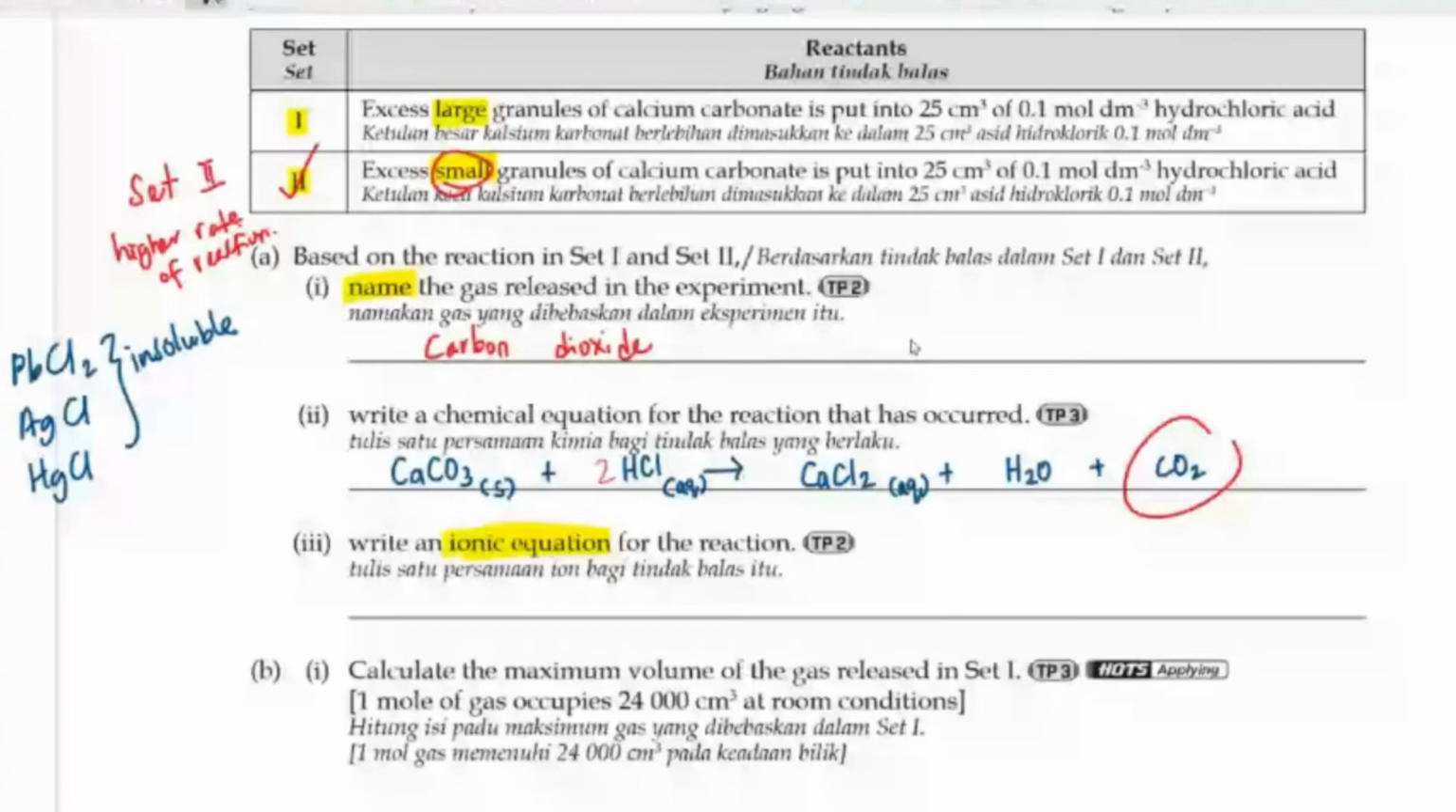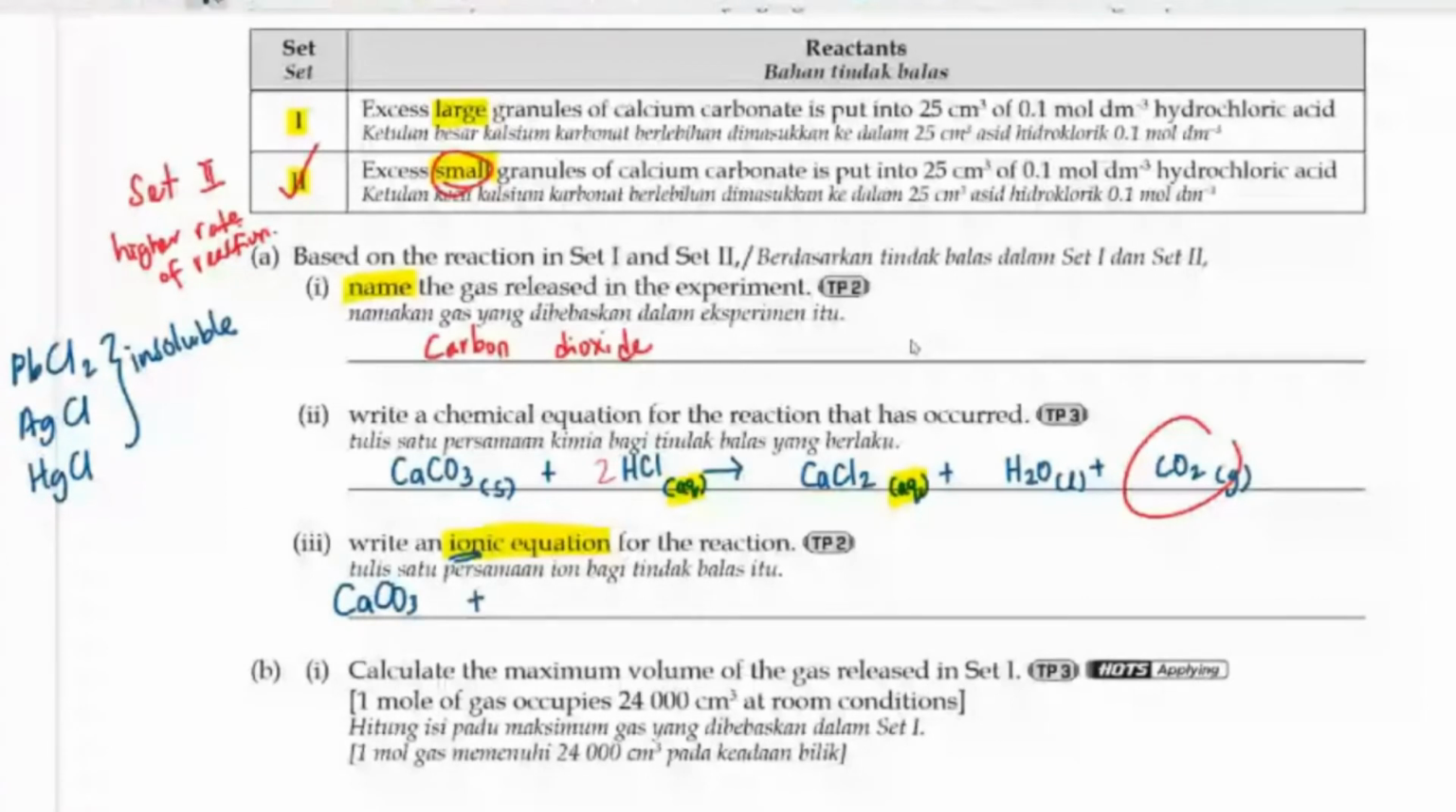So why do we need this? Because we want to write the ionic equation, so only the aqueous solution we separate into ions. Solid, liquid and gas remain, don't disturb them. Calcium carbonate is a solid, so we just copy calcium carbonate. Solid, so don't disturb it.